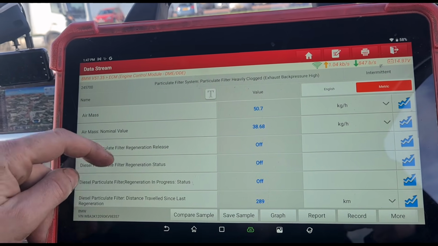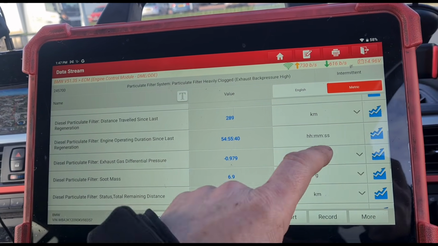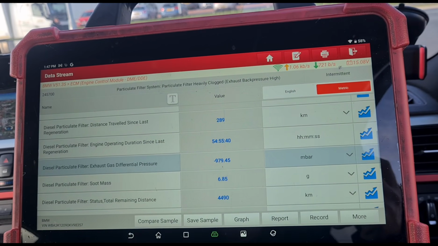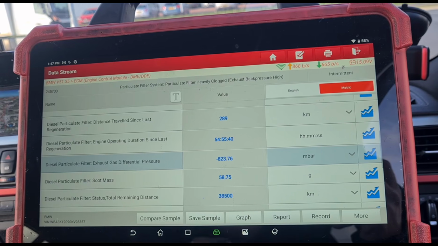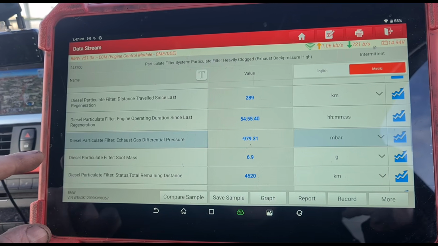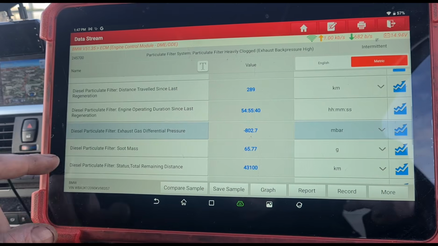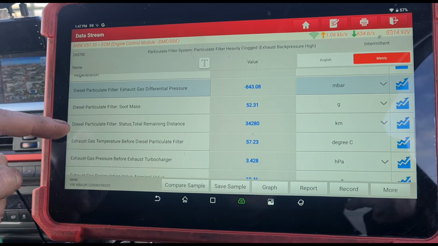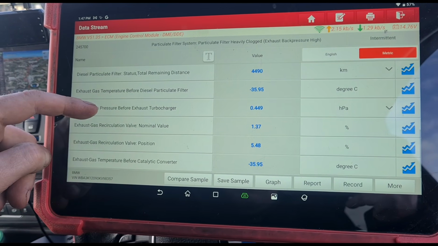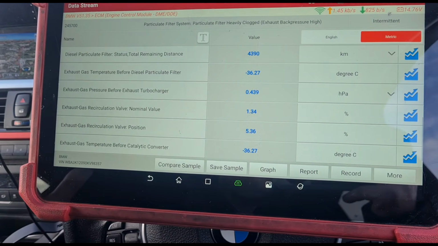Okay, exhaust gas differential pressure. Why does that look like it's in a negative reading? Particle filter soot mass. That's all a bit weird. Seems to be all jumping around the place. Exhaust gas temperature minus 36. That can't be right. What's going on?